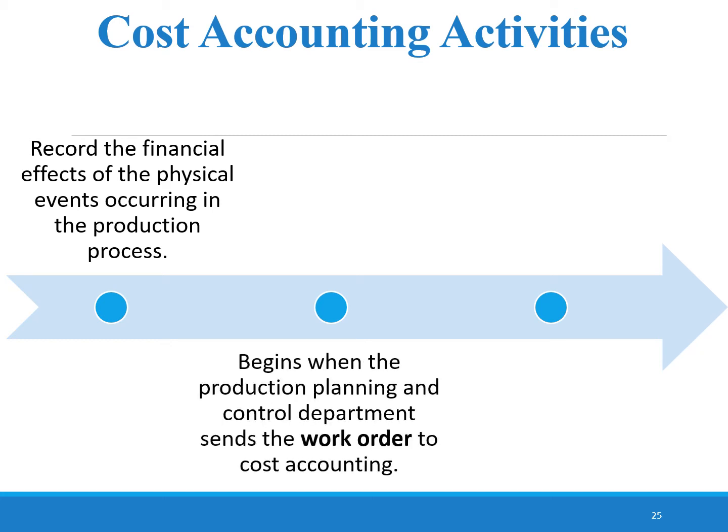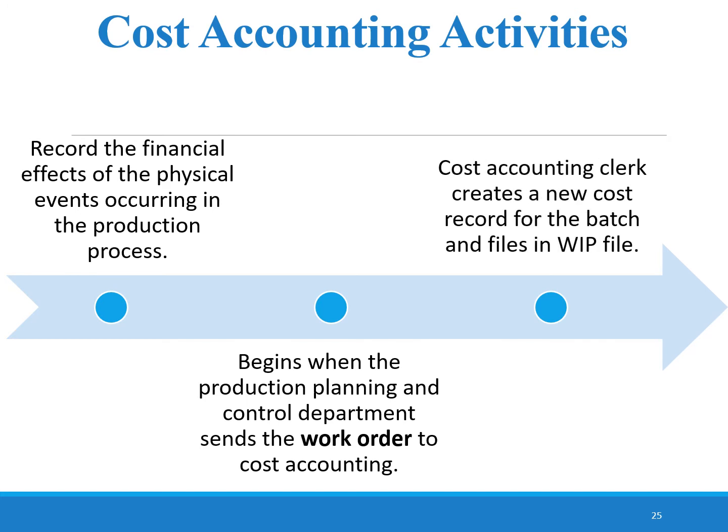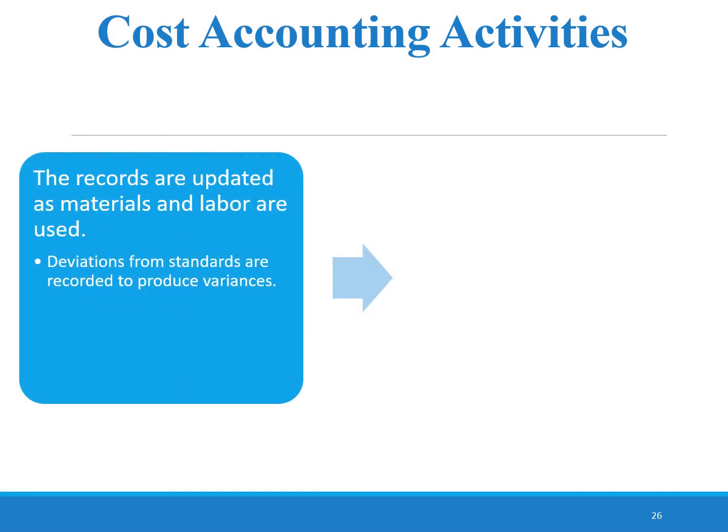So cost accounting activities start by recording the financial effect of the physical events occurring in the production process. It begins when the production planning and control departments send the work order to the cost accounting, and the cost accounting clerk creates the new cost records for the batch and files them in the working in progress file, and then the records are updated as material and labor are used. The deviations from the standard cost are recorded to produce the variance files, variance in materials, variance on the overhead costs, and so on.